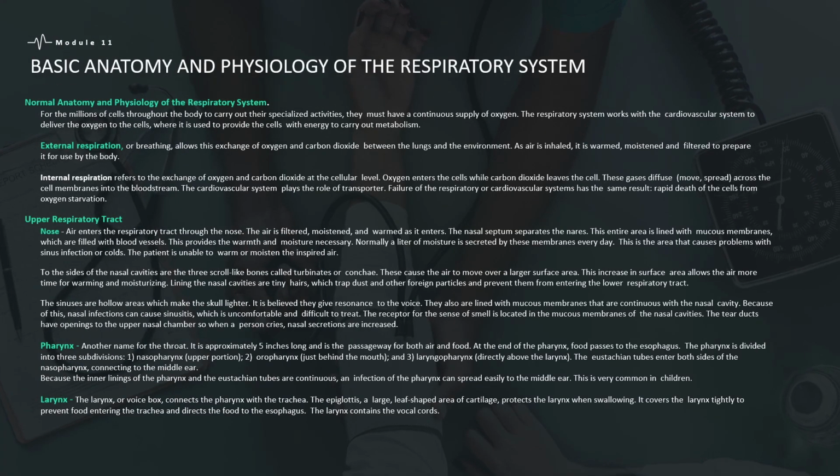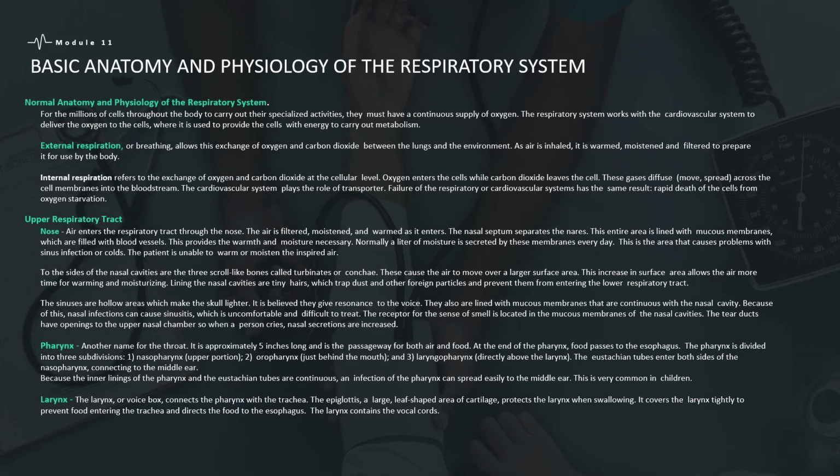Module 11. Basic Anatomy and Physiology of the Respiratory System. Normal anatomy and physiology of the respiratory system. For the millions of cells throughout the body to carry out their specialized activities, they must have a continuous supply of oxygen. The respiratory system works with the cardiovascular system to deliver oxygen to the cells, where it is used to provide the cells with energy to carry out metabolism.